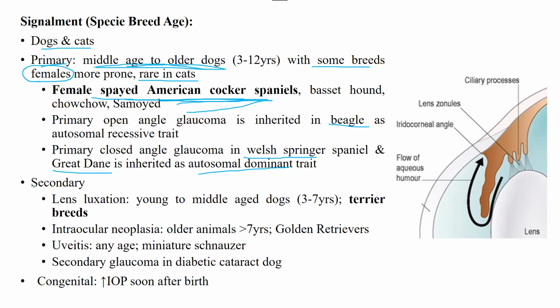Talking about the secondary glaucoma, of course, it will reflect the ages in which these individual diseases happen, like lens luxation, young to middle age, 3 to 7 years, terrier breeds. Neoplasia, of course, it happens in the older animals, and golden retrievers are predisposed. Uveitis, any age, but miniature schnauzers are mostly predisposed. And secondary glaucoma in a diabetic cataract dog. Okay. And talking about the congenital one, you see that there is going to be increased IOP, or the glaucoma starts to happen soon after birth.